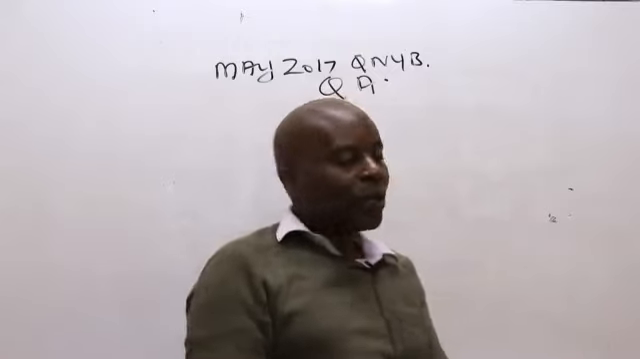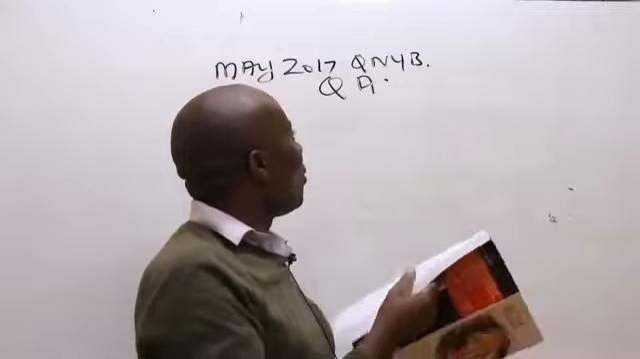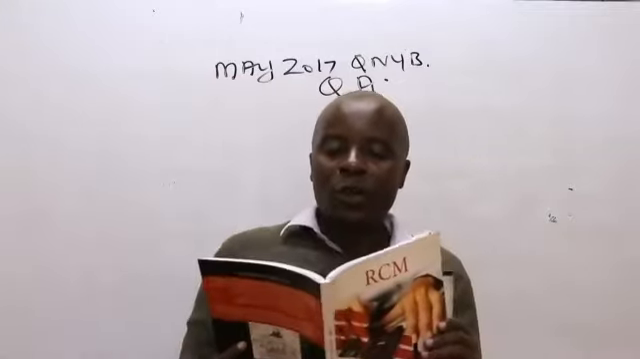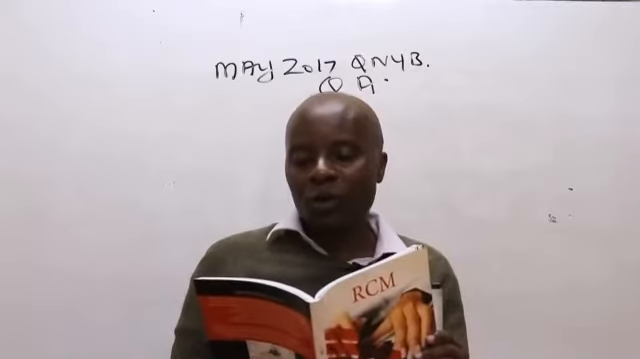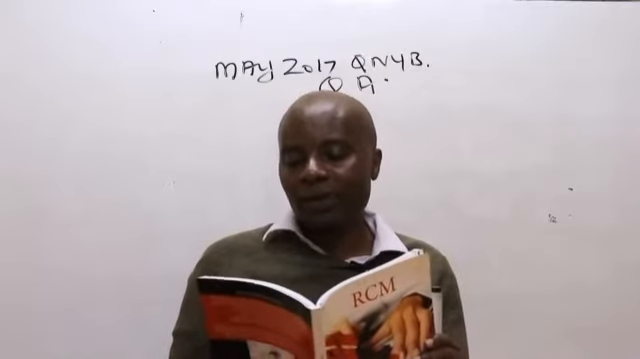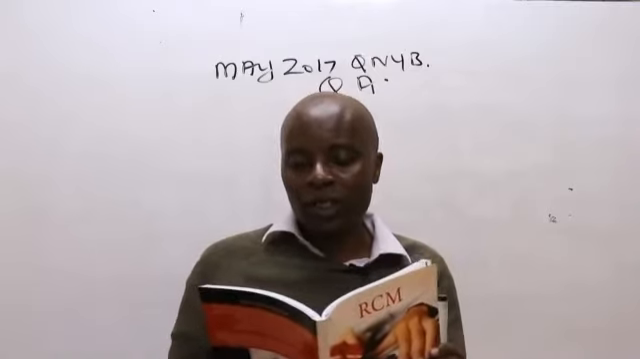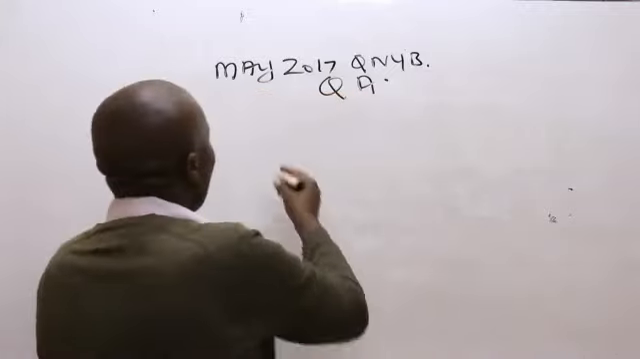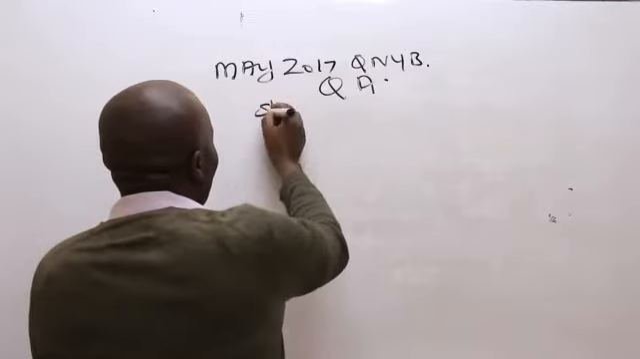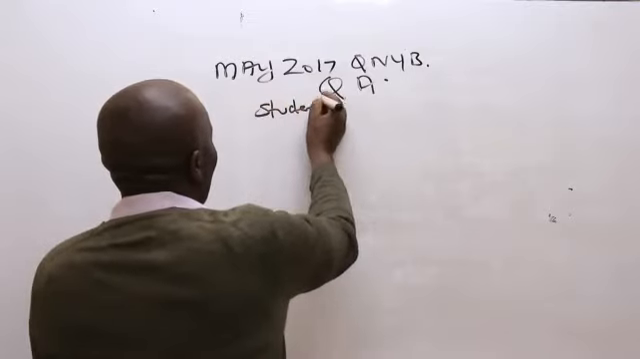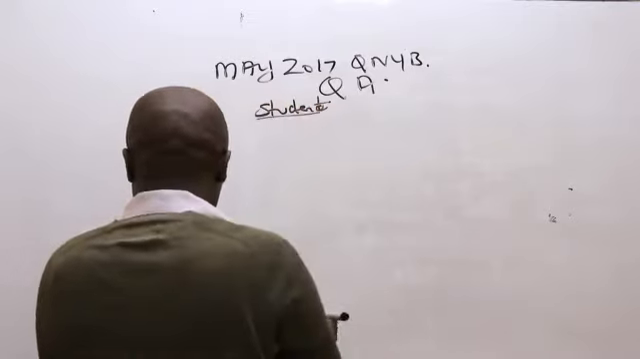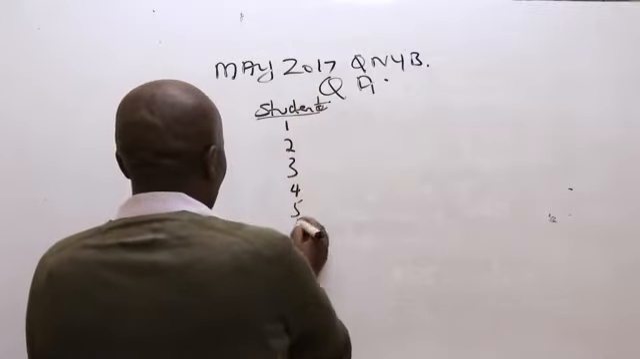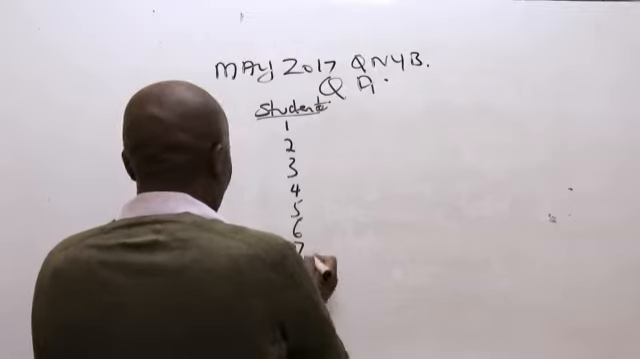Great. So we are talking of May 2017, question number 4, which reads as follows. We are told the table below shows marks scored by 8 students in mathematics and English subjects. So you can see students. If I'm the one doing this, I'll arrange this in columnar form. So I have the students 1, 2, 3, 4, 5, 6, 7, 8.